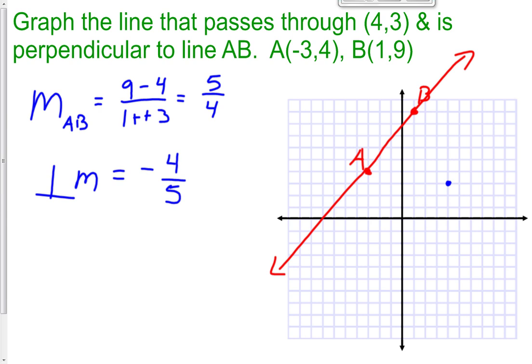So from this point of 4, 3, I'm going to go down 1, 2, 3, 4 and over 1, 2, 3, 4, 5 and put a point. I'm going to do that as I go left 5, up 4: left 1, 2, 3, 4, 5, up 1, 2, 3, 4. This, my friends, is the perpendicular line to line AB.